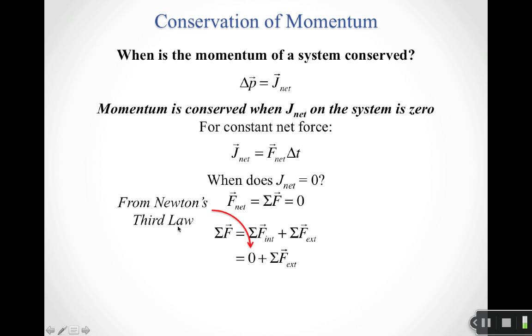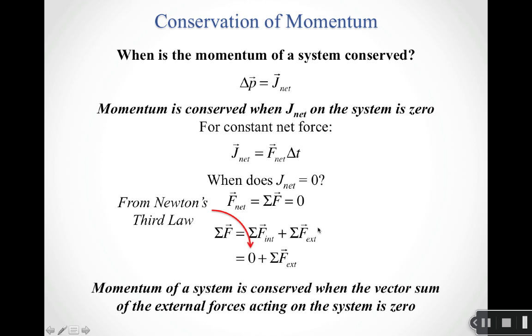So because of Newton's third law pairs, the sum of all the internal forces acting on our system is going to be 0. To talk about the net force, the only thing left over is the vector sum of all the external forces acting on our system. So what this tells us is that the momentum of a system is conserved when the vector sum of the external forces acting on the system is 0.